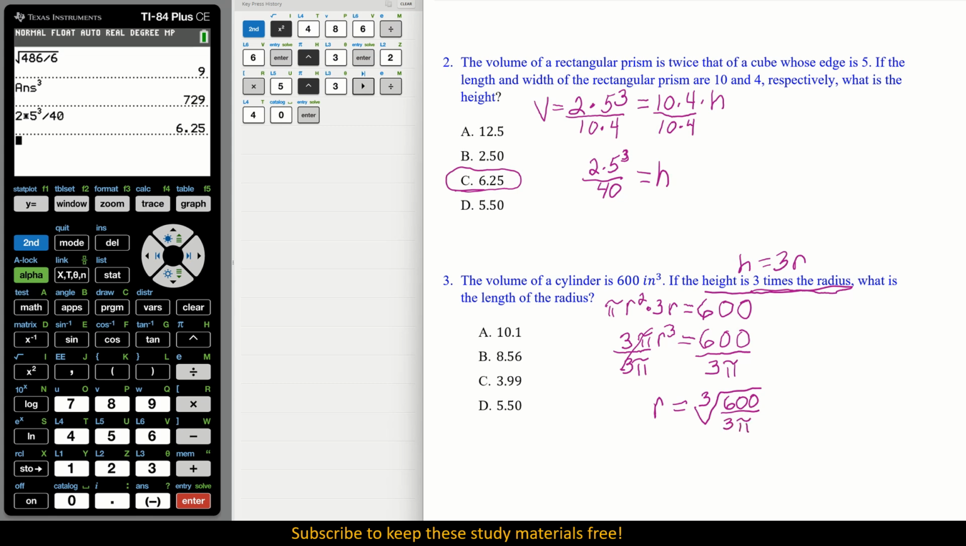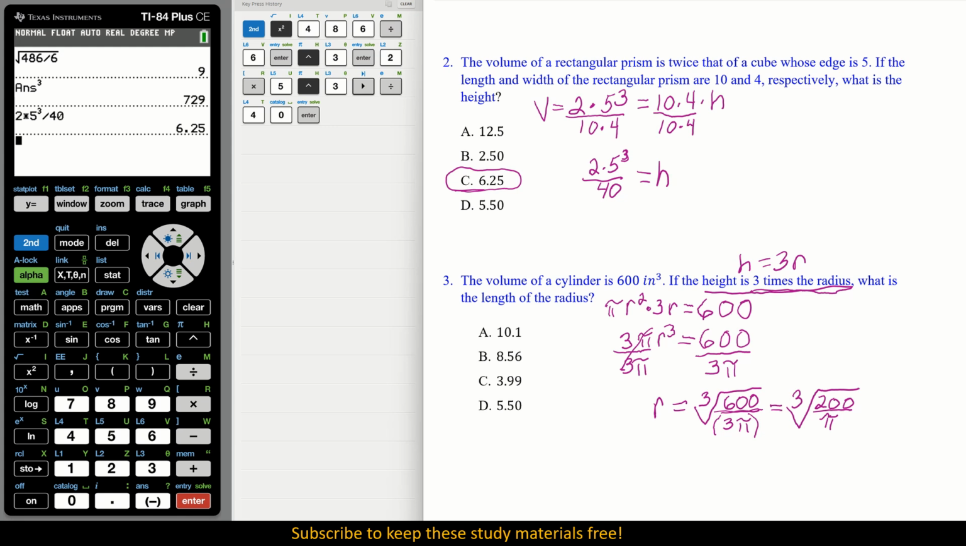Now this is where I want to give you a very serious warning. You will not get the answer you need if you try to put this in like it is, exactly. You can do two things. You can put a parentheses around 3 pi before you divide by it, or you can simplify and put it in like this. Okay, we put 3 here, and then divide 6 by 3. This is 200, and then just divide that by pi. Otherwise, you get an incorrect situation.